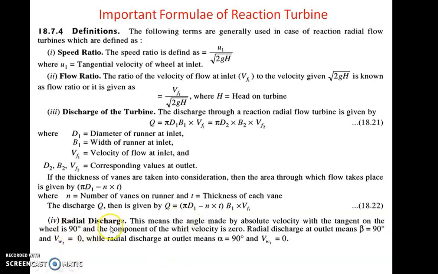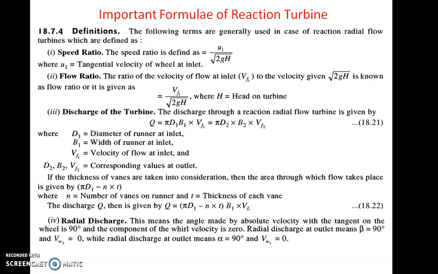Radial discharge. Now this is a very important term. In most of the numericals, sometimes you are given that the discharge is radial, sometimes it is given that vanes are radial. These are two different terms. What do you mean by discharge radial? Whenever there is the term radial discharge, then remember the absolute velocity angles alpha or beta are 90 degree. So if alpha and beta are 90 degree, then VW1 and VW2 are going to become 0.